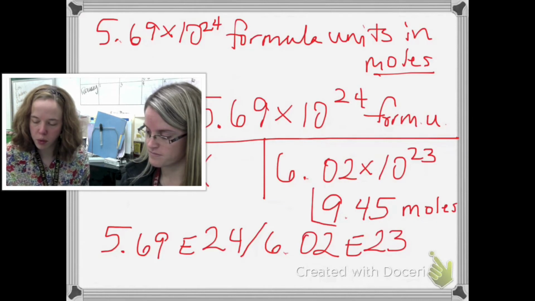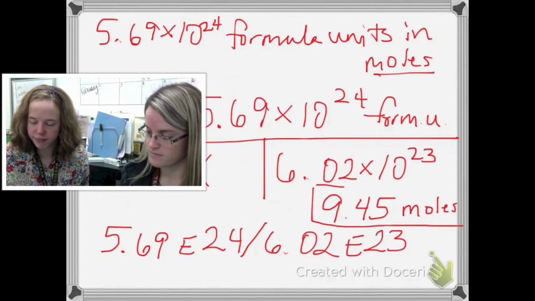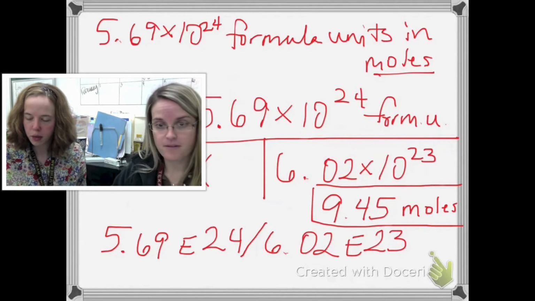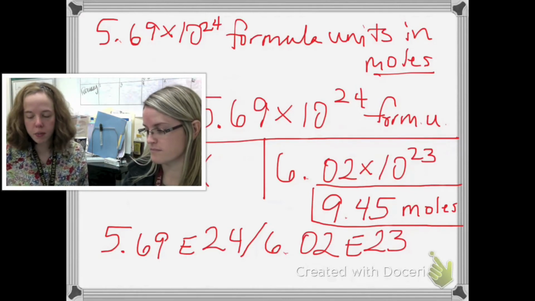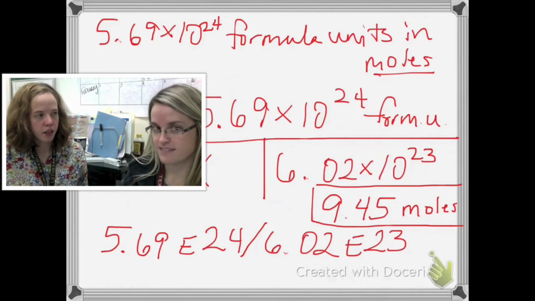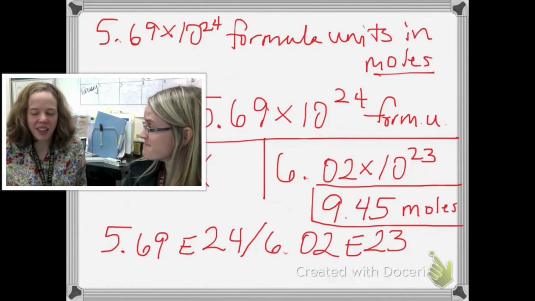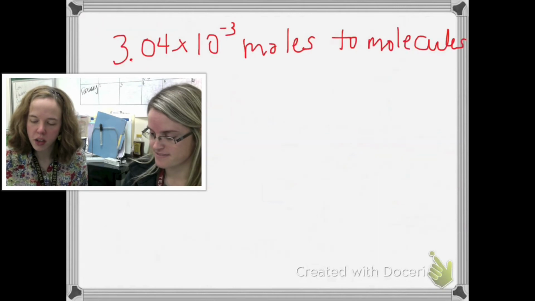You can actually abbreviate moles as MOL, but it doesn't save that much time, so I went ahead and wrote it out. So you can have 9.45 moles because we took parts and we divided by Avogadro's number. This is pretty easy. You just plug it in. All right, let's try another one.